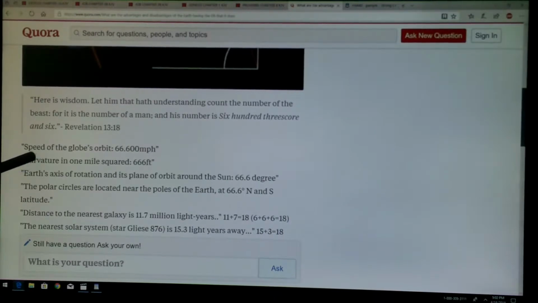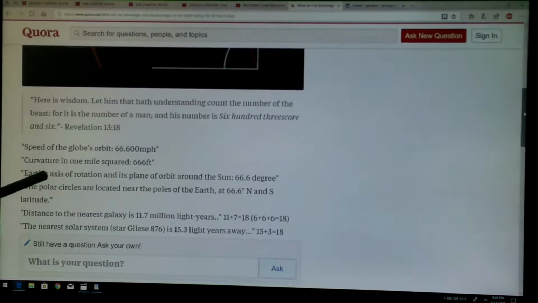Second 666: the speed of the globe's orbit is 66,600 miles per hour. It's supposed to be orbiting around the sun at that speed. Okay? That's the second 666. Curvature in 1 mile squared, 0.666 feet. And then at 10 miles, it'll still be 666. It just goes up at intervals of 6. At 100 miles, it'll still be 666, going up in intervals of 6. At 1,000, it's still 666.